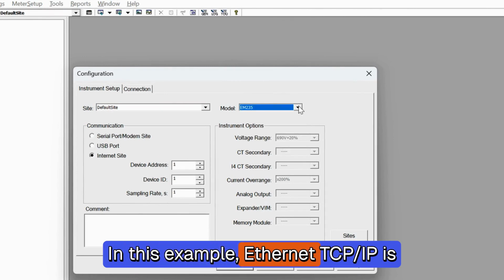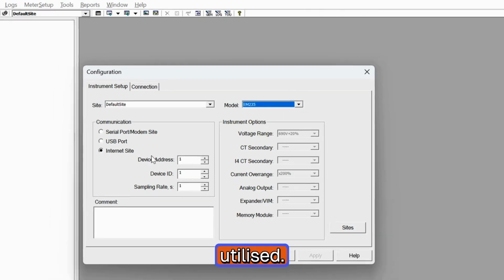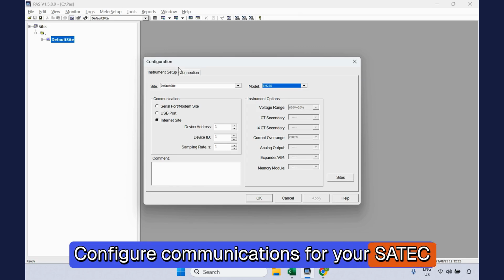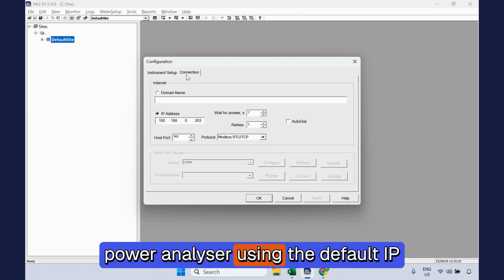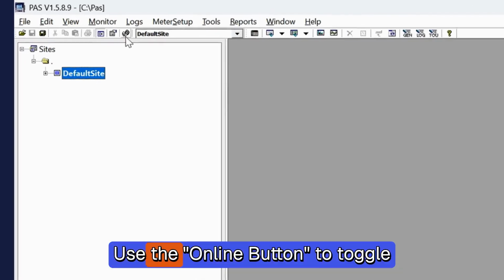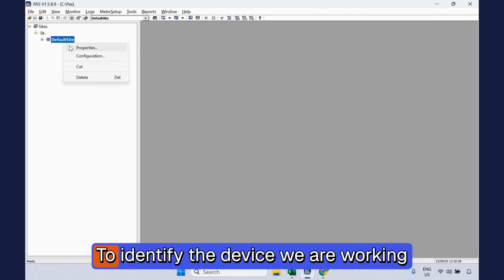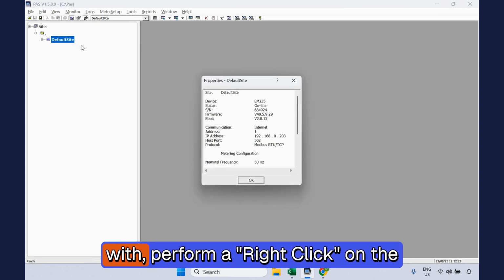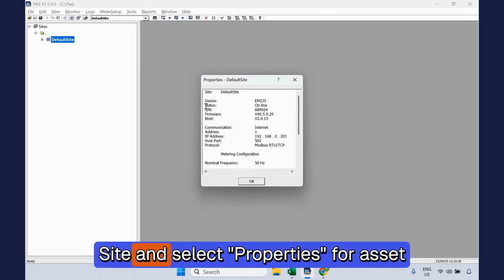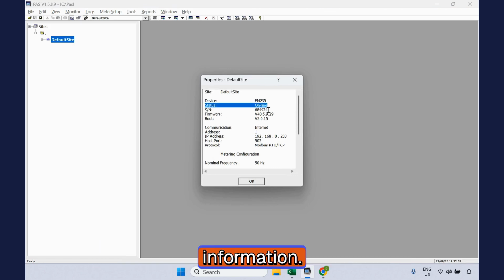In this example, Ethernet TCP/IP is utilised. Configure communications for your SATEC Power Analyzer using the default IP address. Use the Online button to toggle between online and offline mode. To identify the device we are working with, perform a right-click on the site and select Properties for asset information.